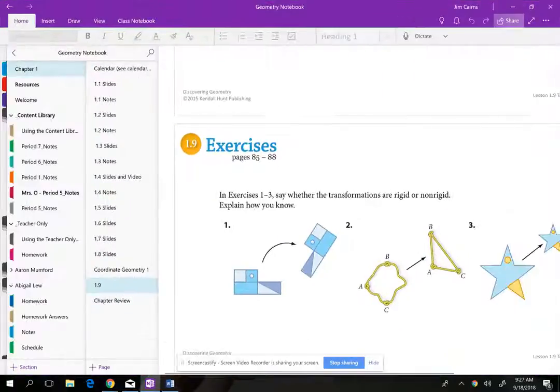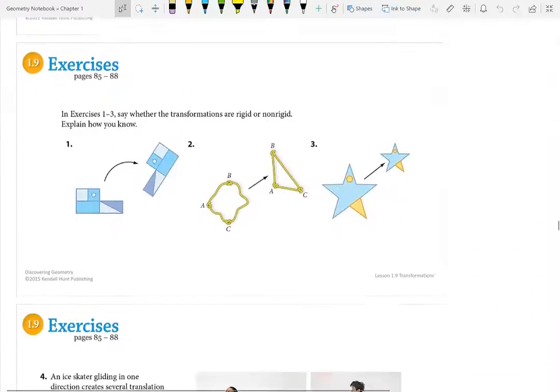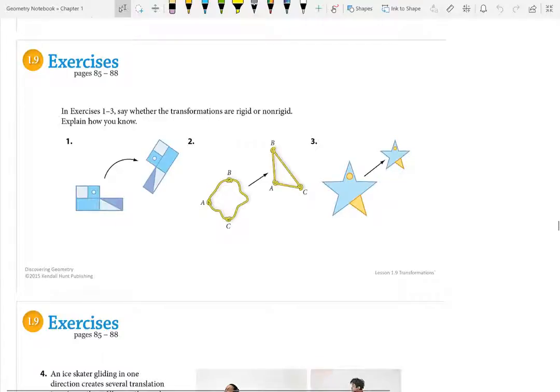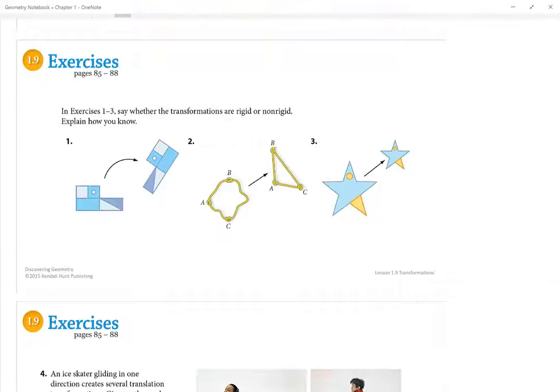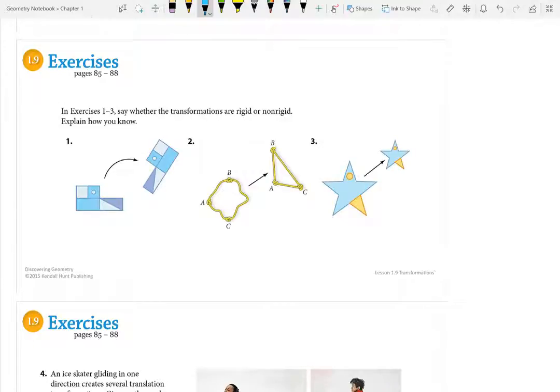All right, go ahead and do the homework from 1.9, which is numbers 1 through 4 and 6 through 11. In exercises 1 through 3, say whether the transformations are rigid or non-rigid and explain how you know.